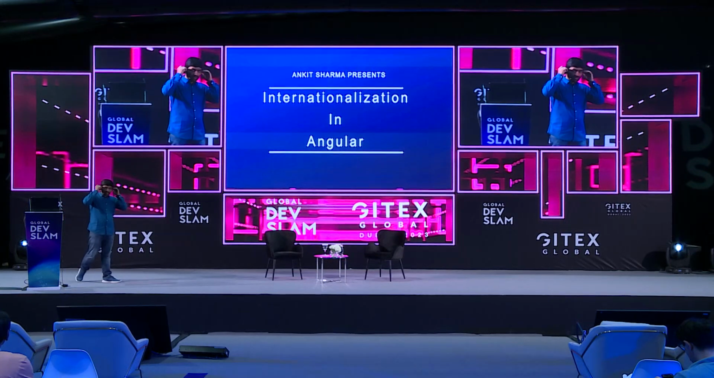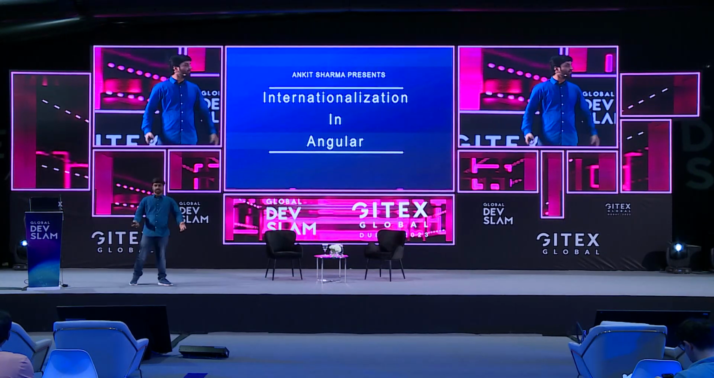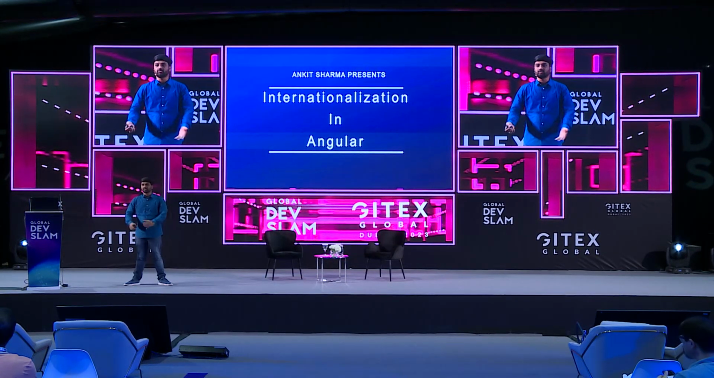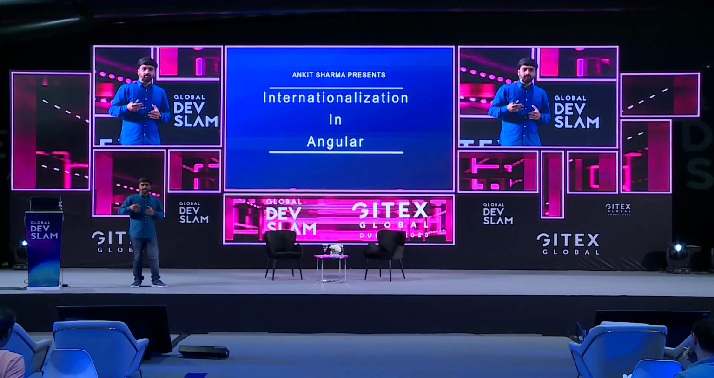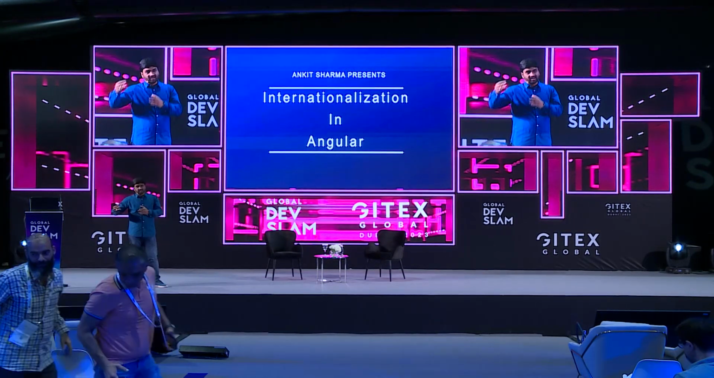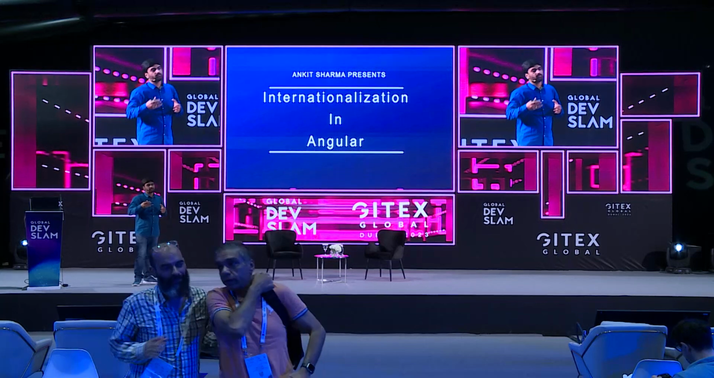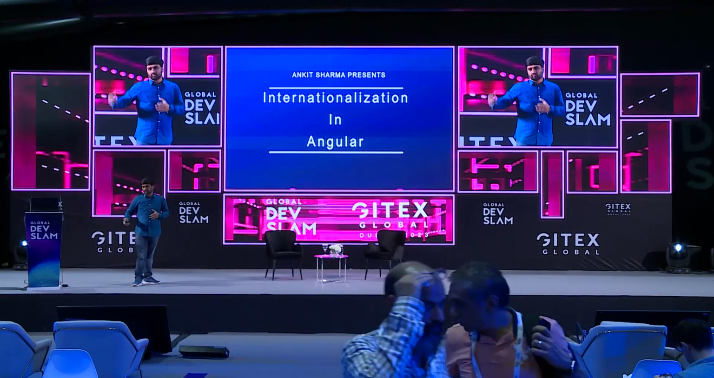Okay, hello. I hope I'm audible. So my name is Ankit. I am from India. I currently work at Cisco as a software engineer. And today we are going to talk about how to implement internationalization in Angular. With the help of internationalization, we are going to make our Angular app available in different languages so that it can be accessible to people from different parts of the world.